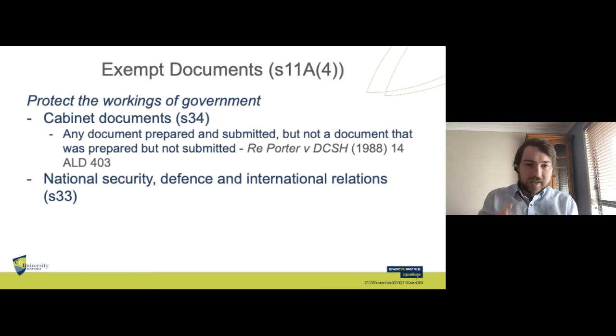The first class is protecting the workings of government. So if you've heard the expression, you don't want to see how a sausage is made, it's a little bit like that. We don't want to expose the sometimes very messy and ugly inner workings of government. And so the really classic example here is a cabinet document.